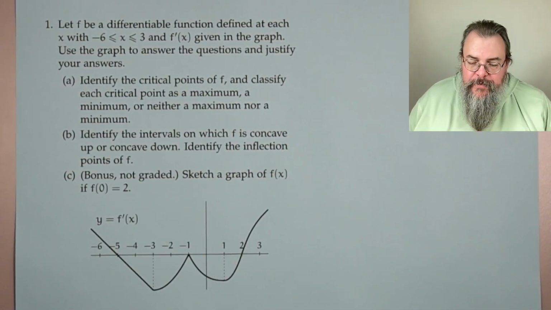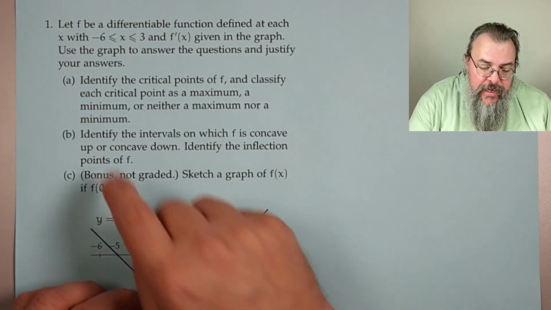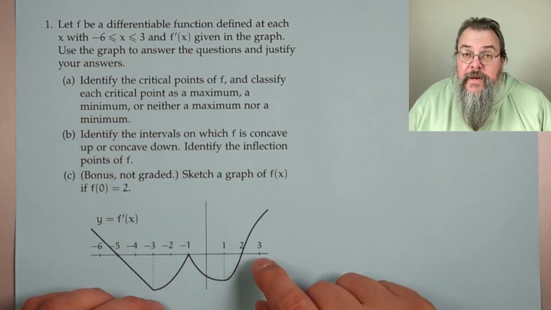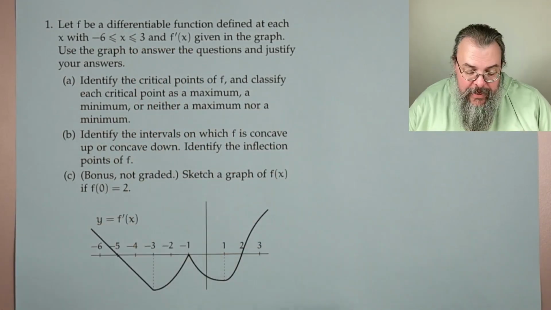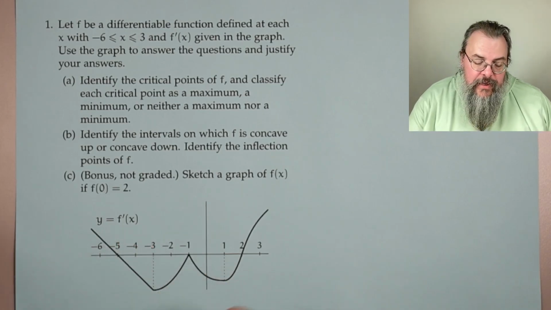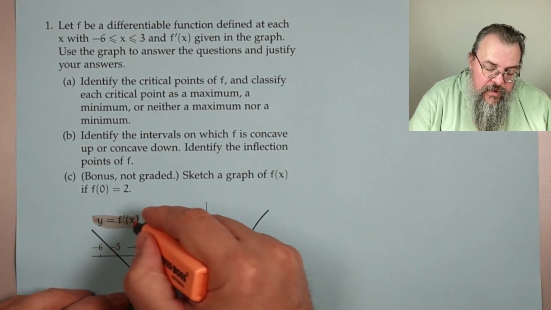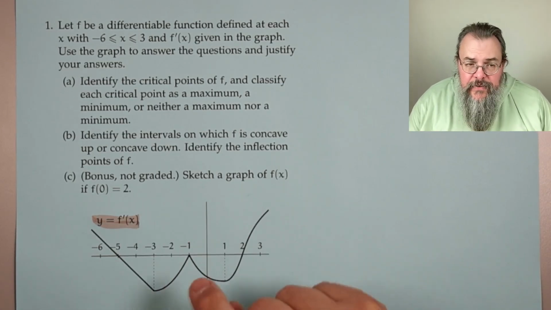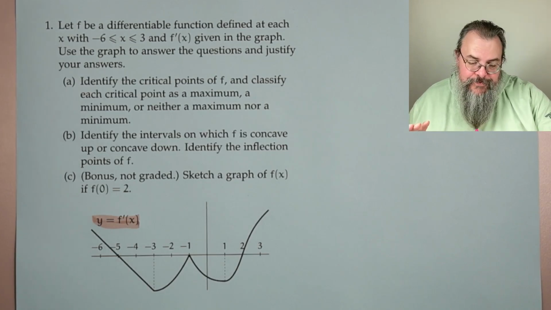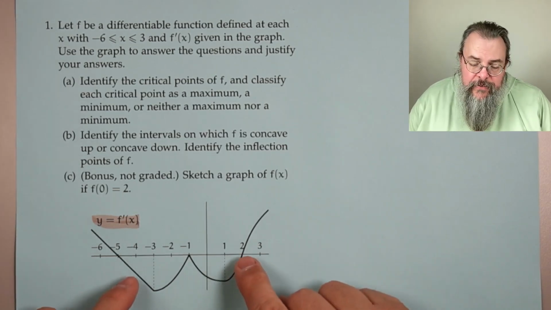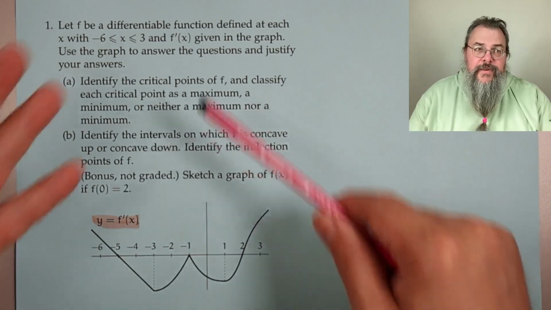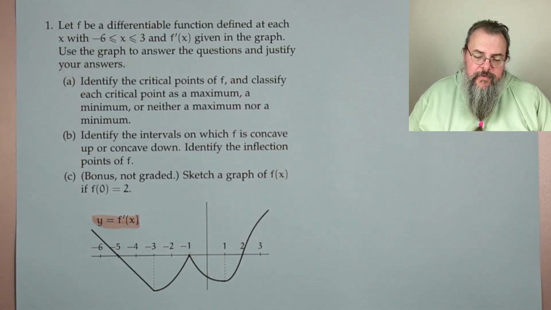Let f be a differentiable function defined at each x, and x goes from -6 to 3, and f prime of x is given in the graph. So this is not f of x. Notice it's very explicit here. This is f prime of x. We're going to come back and mention some things about that, so make sure you keep that in mind. This is the graph of the derivative, not the graph of the function. So, we're going to use this graph to answer the questions and to justify our answers. We don't have a lot of space because there's a lot of problem, but we'll try our best to fit it in here.